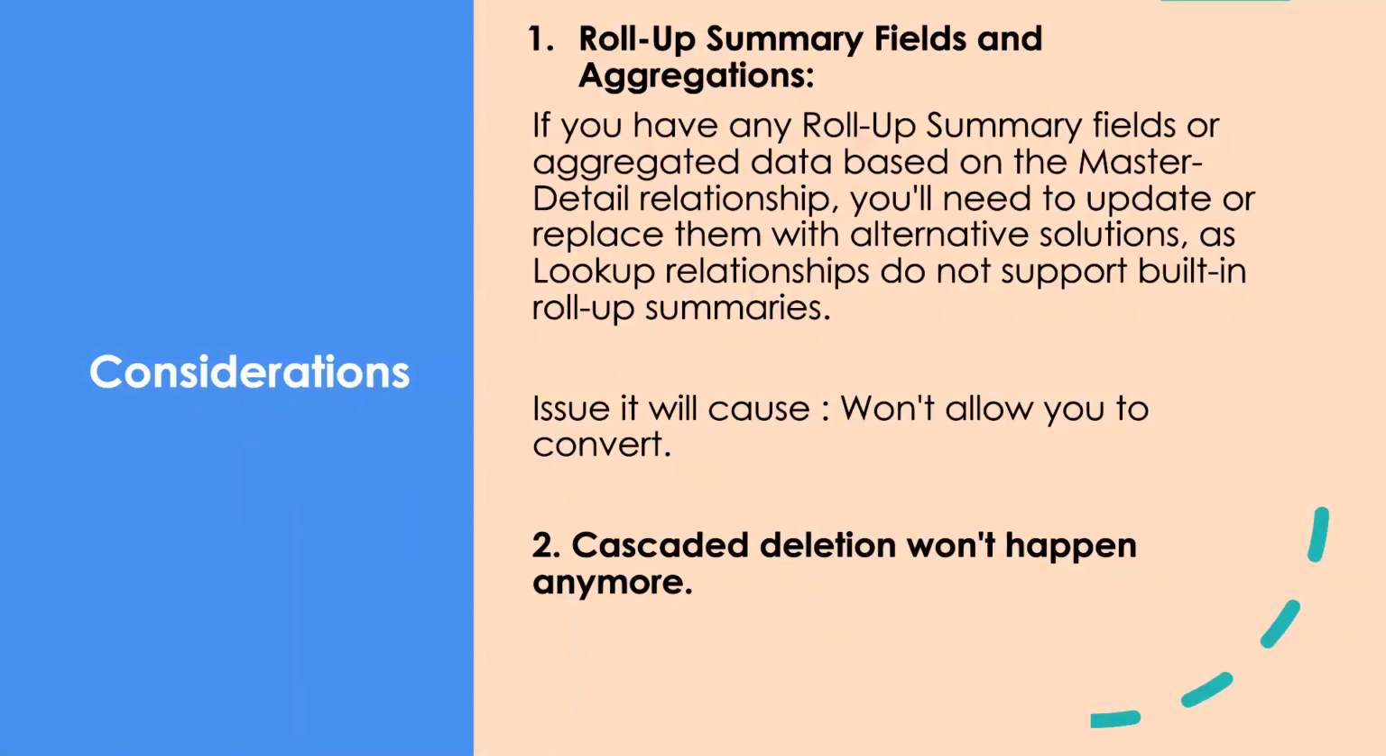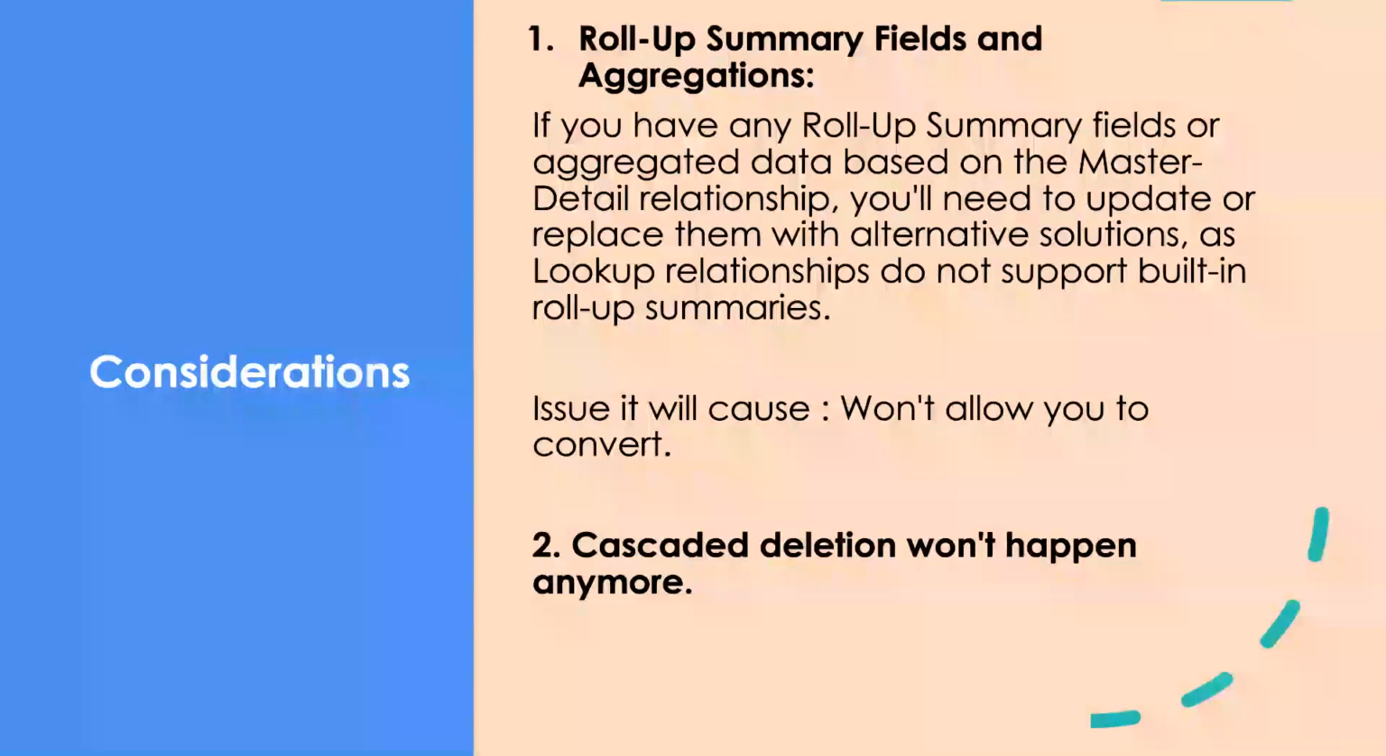A child does not have its own owner; whatever owner is on the parent, the child will have the same owner, and the same applies for any kind of sharing and visibility on the child record. It is driven from the parent. Similarly, in a master detail relationship, when you delete the parent, the child gets deleted automatically, because they are tightly coupled with each other.